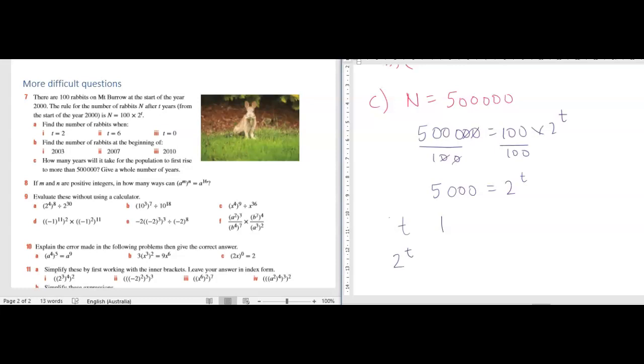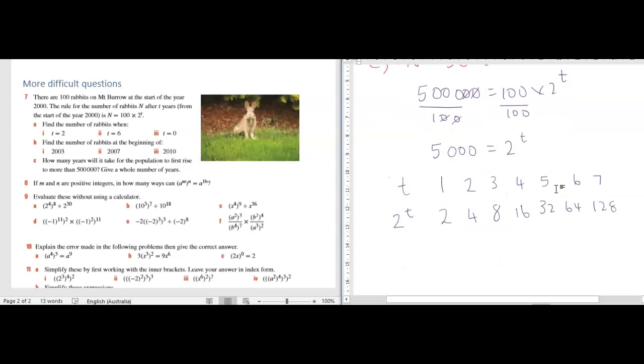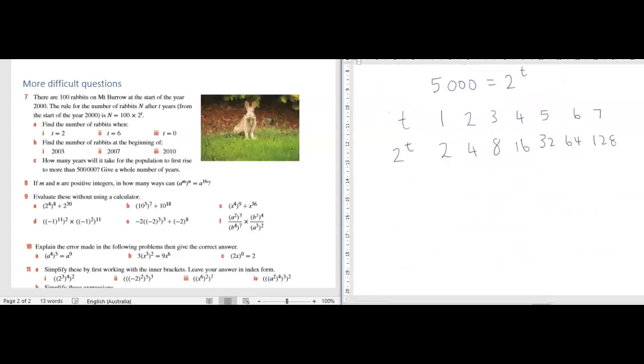So 2 to the power of 1 would be 2. Then t equals 2, we're going to have 4, 8, 16. So we're basically doubling each time. So we need to keep going until we get to 5,000. So 5 is 32, 6 is 64, 7 is 128, and you can keep going. So I'm going to pause and keep going.